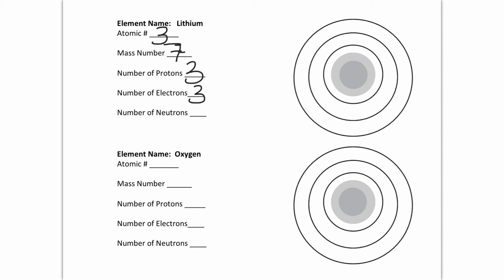And we know from the mass number and the number of protons, we can calculate the number of neutrons, and that would be 4. So now how do we figure out the first one? The first thing is we have to put in our center 3p and then 4n. Okay? And we know we have 3 electrons.